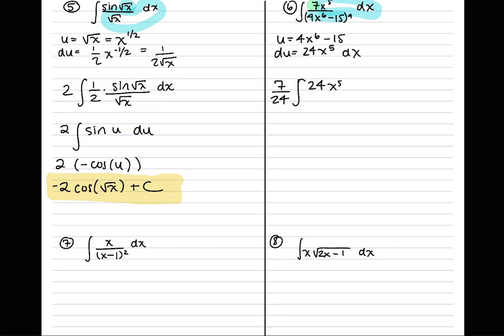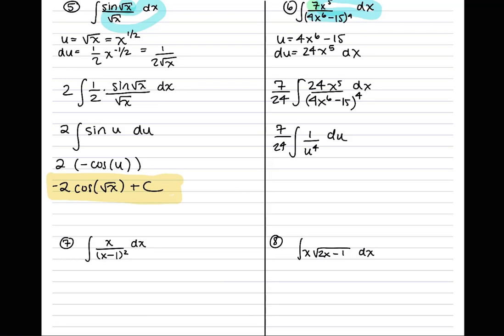And now I see exactly the du. Again, this step of rewriting it is optional, but I think very helpful. Strongly recommend. So now I'm ready to go ahead and integrate. I have 7 over 24, and rewriting this, I have 1 over u to the 4th du.